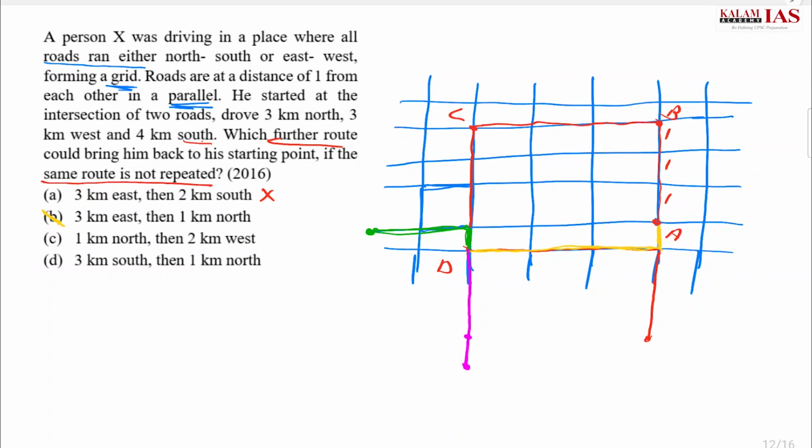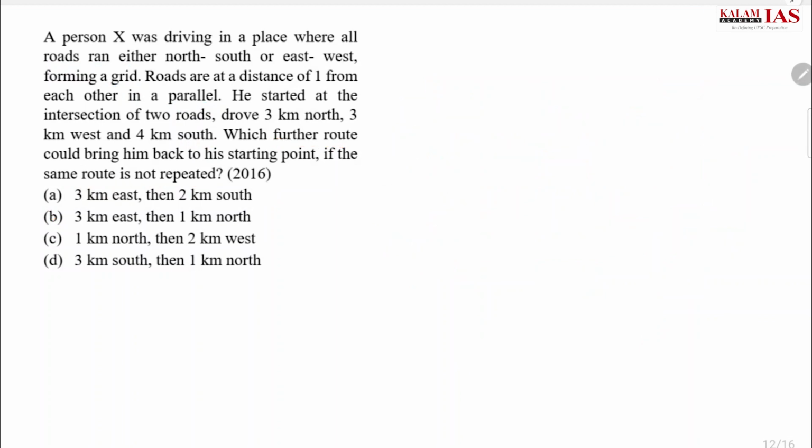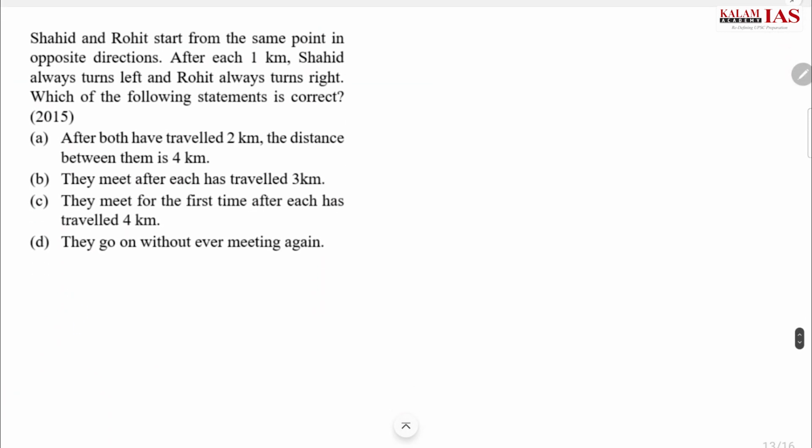Again a very interesting question. You have to just plot the graph on a grid and then you can arrive at the answer. Moving on to the next question. You have another 1 minute and then we can solve it.